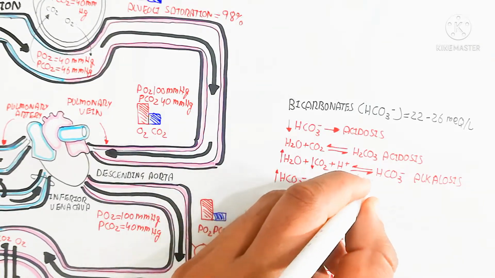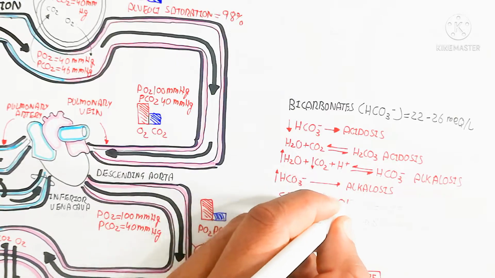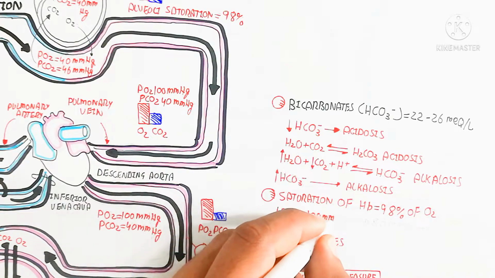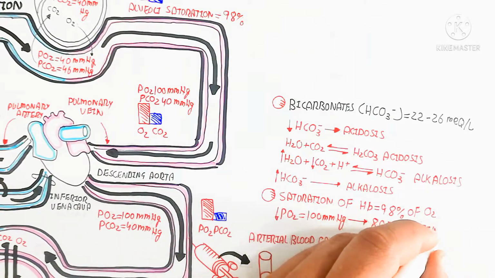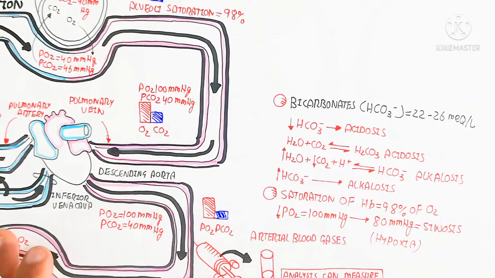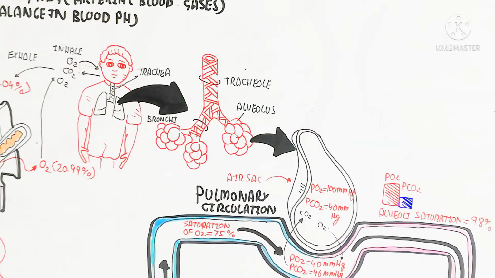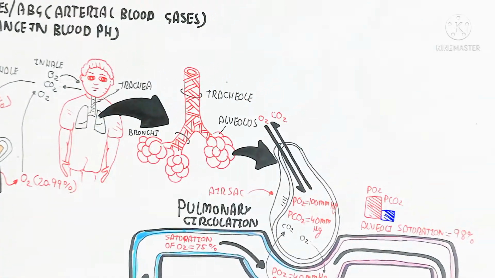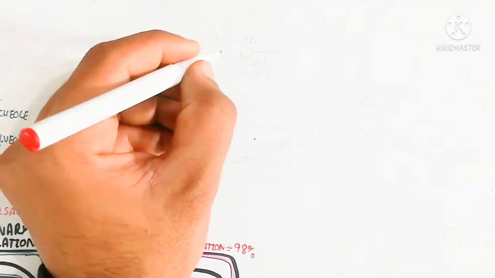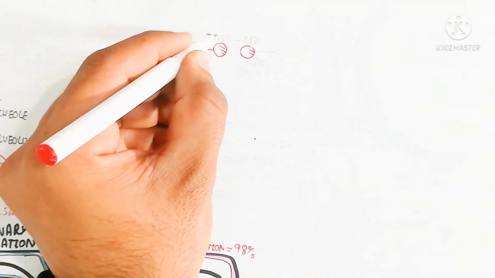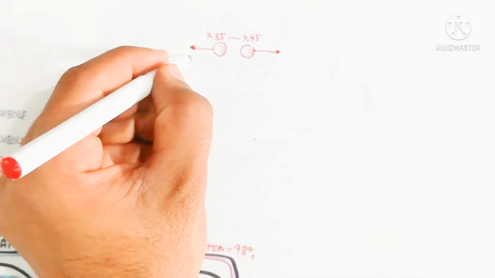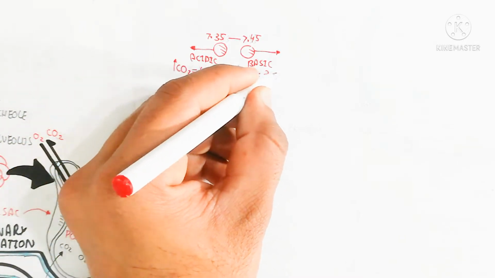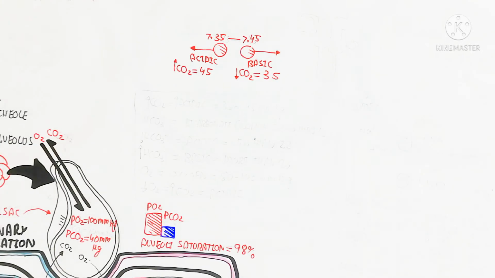Here H2O plus carbon dioxide binds with the carbonic anhydrase enzyme to produce carbonic acid, known as acidosis if increased. When water increases, the carbon dioxide will decrease to form hydrogen bicarbonate, so alkalosis will occur. When the hydrogen bicarbonate increases, it is alkalosis. Saturation of hemoglobin is 98% of oxygen, so the partial pressure will be 100 millimeters of mercury. When the partial pressure decreases to 80 millimeters of mercury, cyanosis will occur.